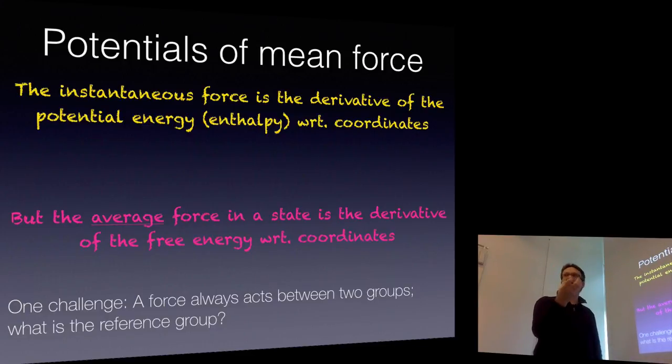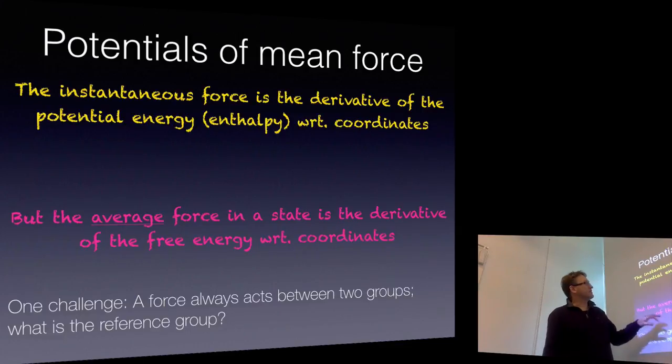If it would, on average, like to move slightly to the left, well, in that case, the force would be pointing slightly to the left, right? This is a very deep statement that averages of energies in simulations correspond to the free energies, which I'm not going to prove.